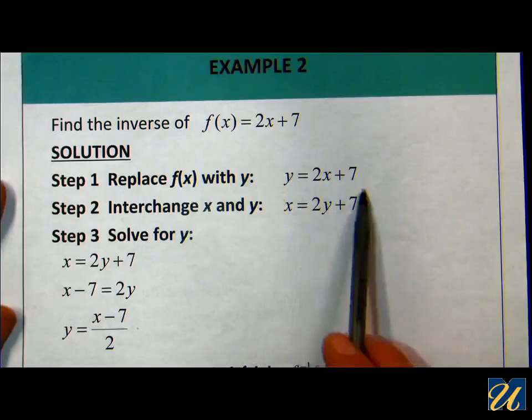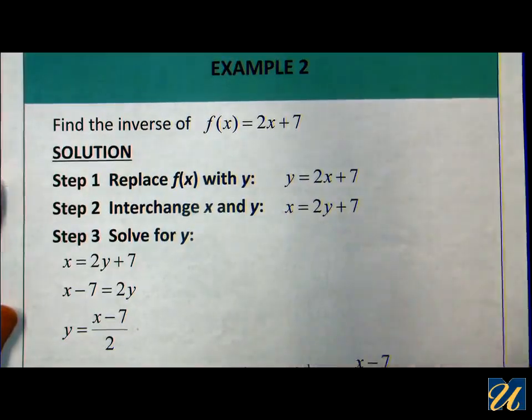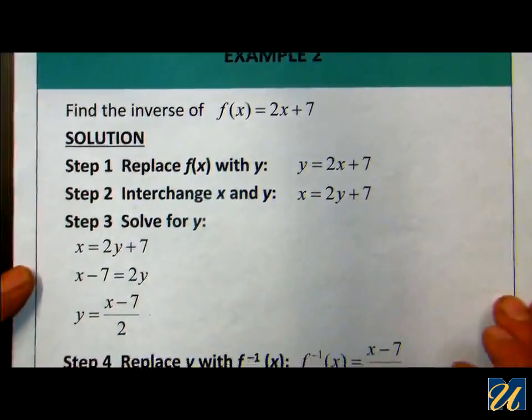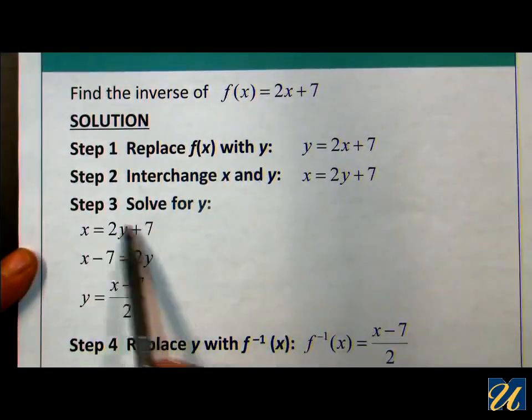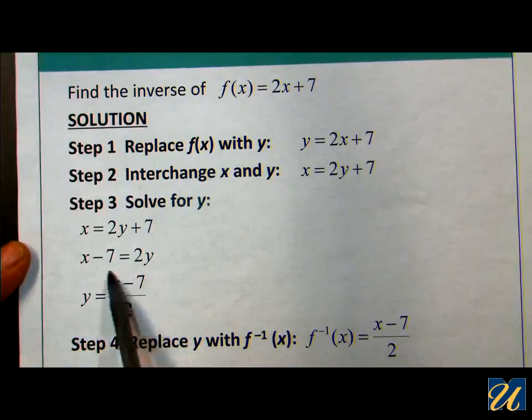Now solve this resulting equation for y, and if it's single valued, then that function will be the inverse of the original. So we'll take this, move it down here. We'll then subtract 7 from both sides, and then divide by 2 to isolate the y. x minus 7 over 2 could be the inverse function.